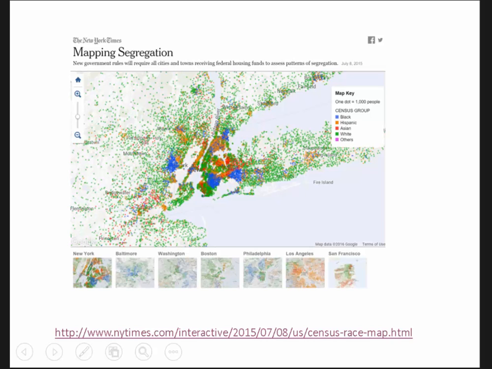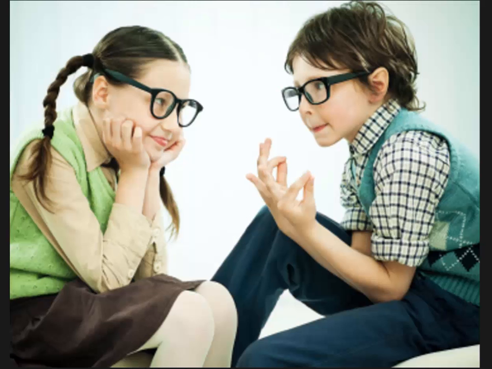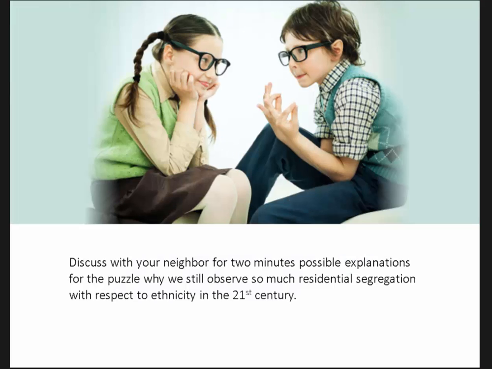Well, that's a little exercise that I have for you now. I want you to discuss with your neighbor for 2 minutes possible explanations for the puzzle of why we still observe so much residential segregation with respect to ethnicity in the 21st century. This is New York, a seemingly liberal, cosmopolitan city, but we have ethnic segregation. So take 2 minutes and then we're going to talk about this.